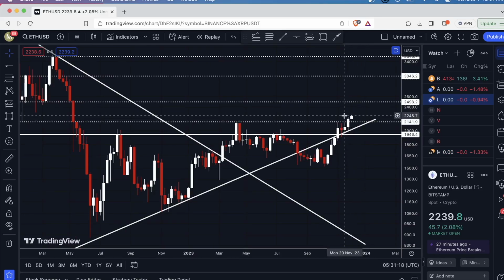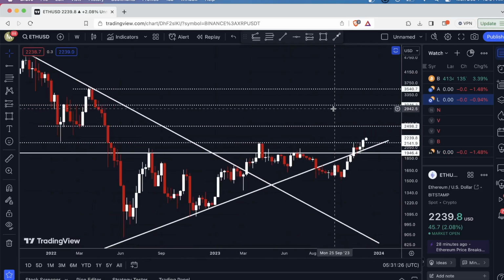So out of the levels that I just mentioned, it's going to be this upsloping level of support and this horizontal level of support. So yeah, look to these levels to buy against if the price does pull back. Now we're going to get into where the potential targets are.